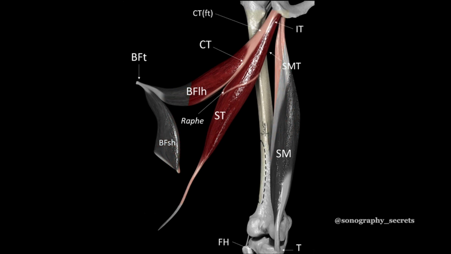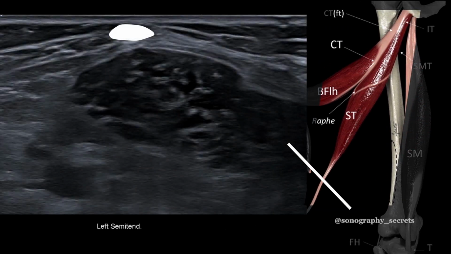From that point, I'm going to move on to semitendinosus. I find it easier to pick up distally. It's the little cherry on top. So this is semitendinosus. The muscle underneath is semimembranosus.